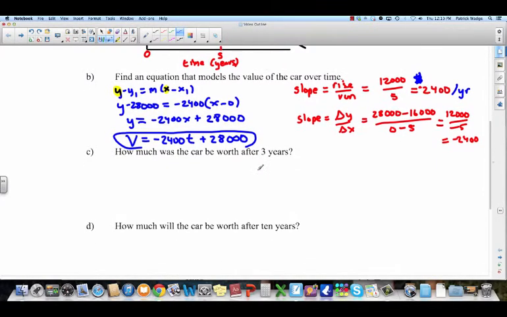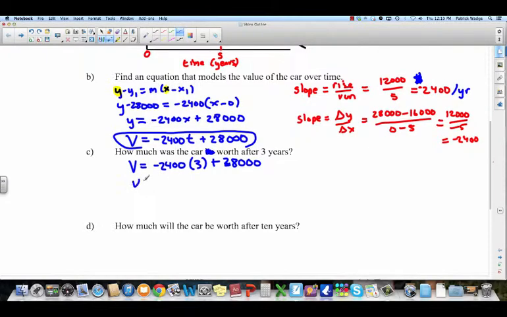How much will the car be worth? Or how much was the car worth? Let's do this. How much was the car worth after 3 years? So 3 years, is that a value or is that a time? That's a time. Just put 3 in where the t is. V equals negative 2,400 times 3 plus 28,000.